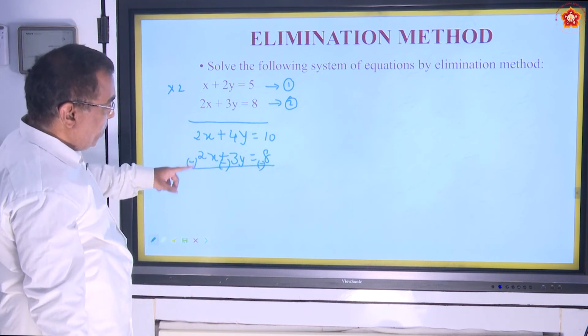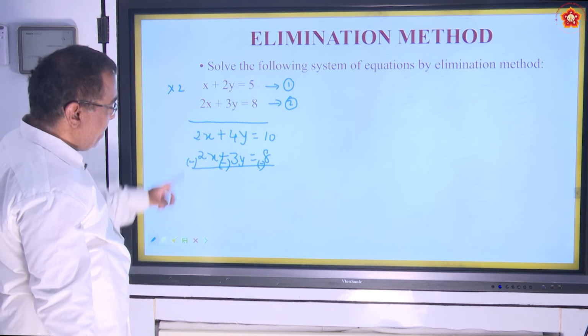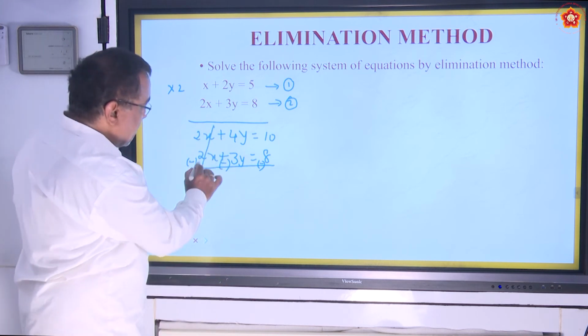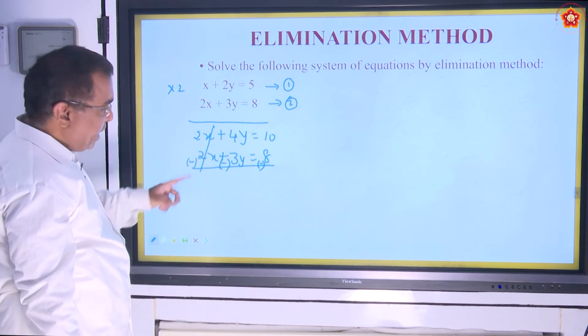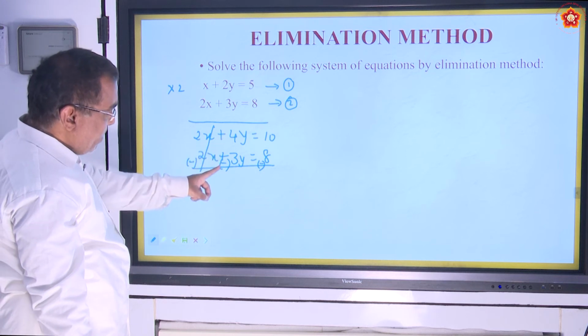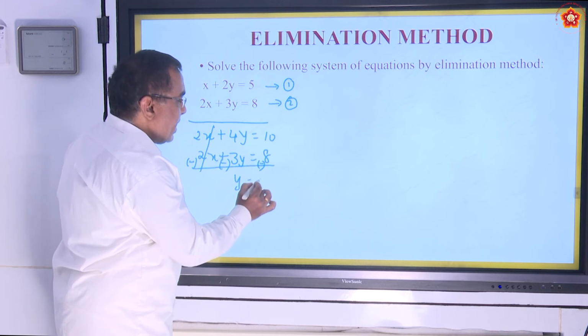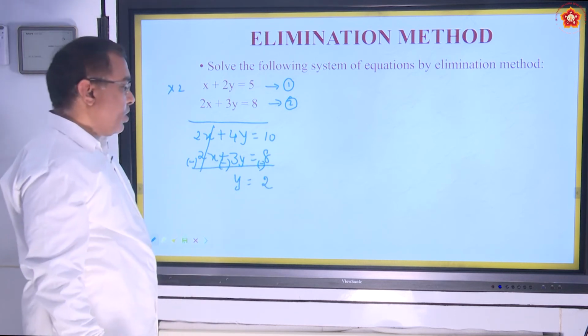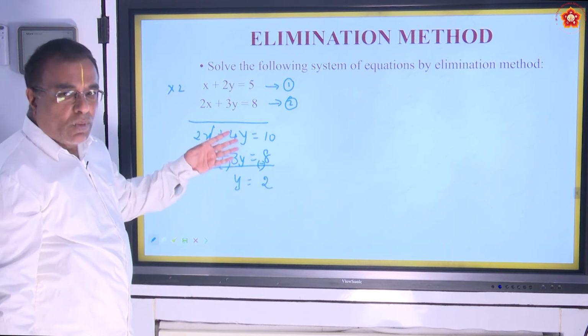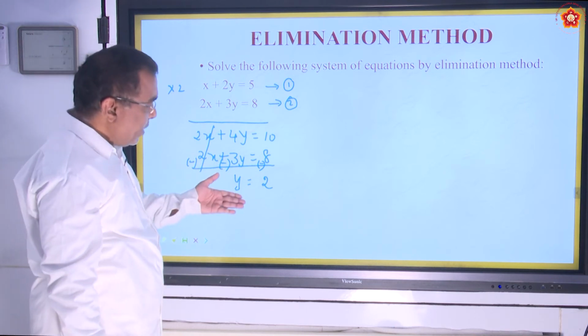So add both these equations. 2x minus 2x, both will cancel. In other words, we are eliminating the variable x. Now 4y minus 3y is going to be y, and 10 minus 8 is going to be 2. So now we got the value of the variable y to be 2.